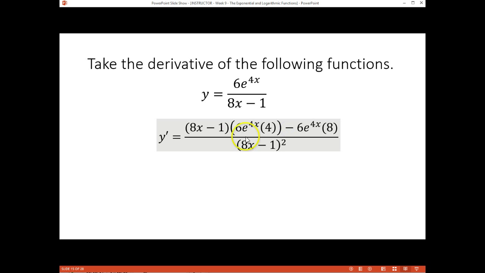So if you remember, your quotient rule is low times the derivative of the high. The derivative of 6e to the 4x is 6e to the 4x times the derivative of the 4x, which is just 4, minus high d low, and the derivative of 8x minus 1 is just 8, all over low squared.